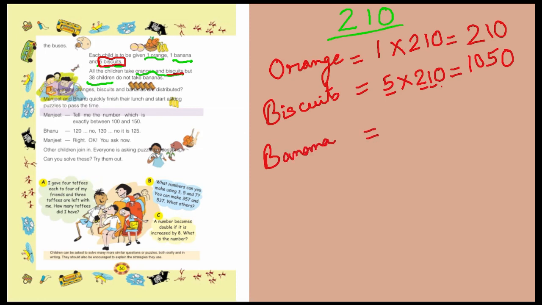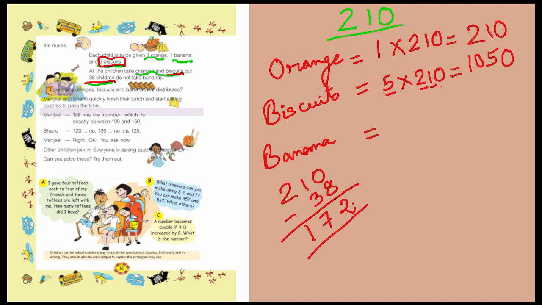Now before finding our bananas, we have to understand that 38 children did not take banana. So what we will do, we'll first subtract the numbers. 210 minus 38. Subtract with me. This 172 is your answer too.